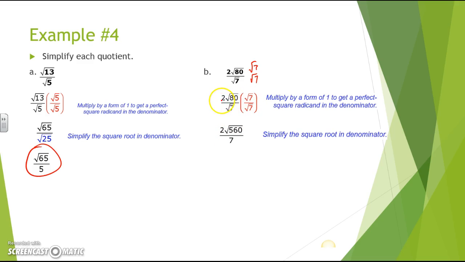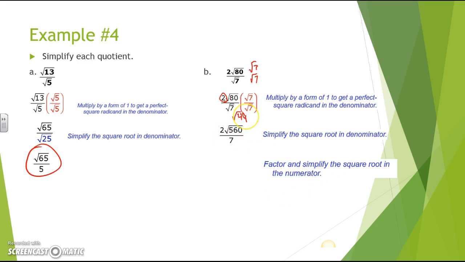You don't multiply the 2 outside of the square root sign here in the numerator by the square root of 7, just what's in the radical sign. So for the numerator, we get 2 times the square root of 560. For the denominator, the square root of 7 times the square root of 7 gives me the square root of 49, which simplifies to 7 here.